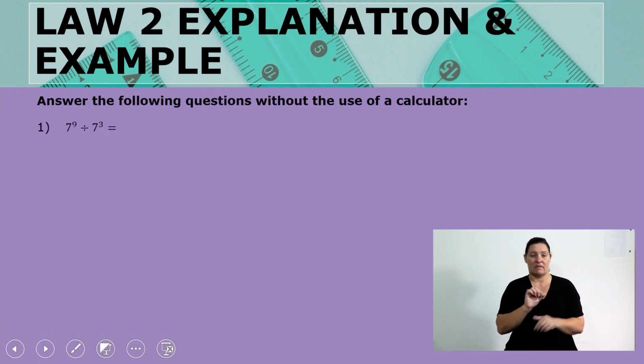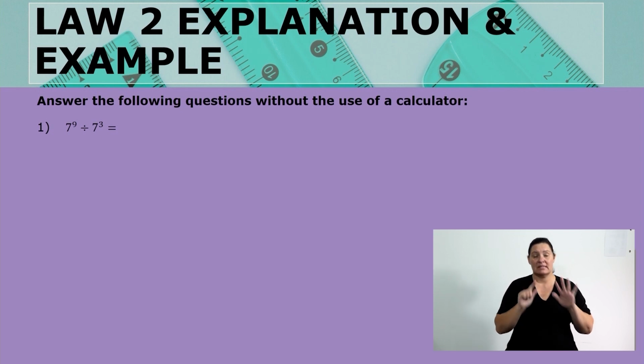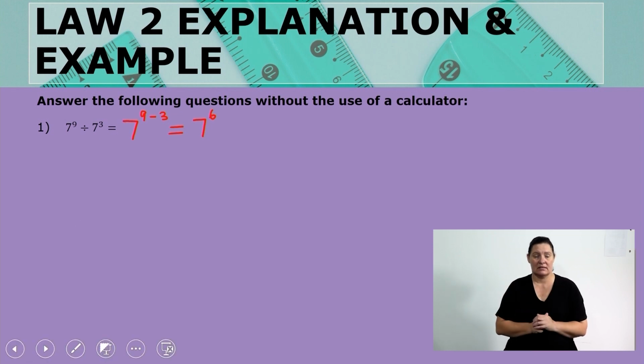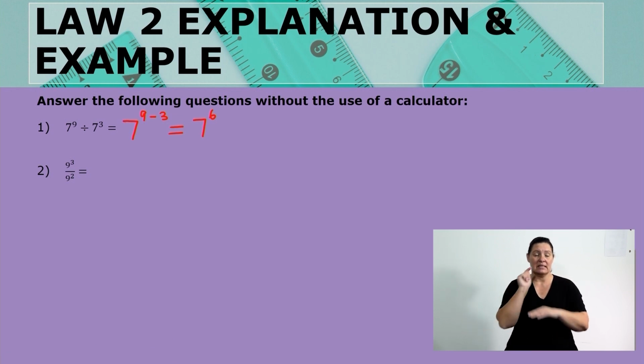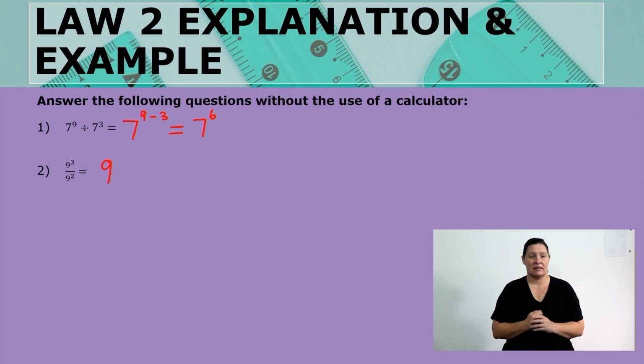So let's answer the following questions so that we can see how division of the same base works. I have there 7 to the exponent 9 divided by 7 to the exponent 3. So that is going to be 7 to the exponent 9 minus 3. Our answer is going to be a base 7 and an exponent 6. The next one, we have 9 to the exponent 3 divided by 9 to the exponent 2. So again, we are going to keep the base and we are going to subtract our exponents.